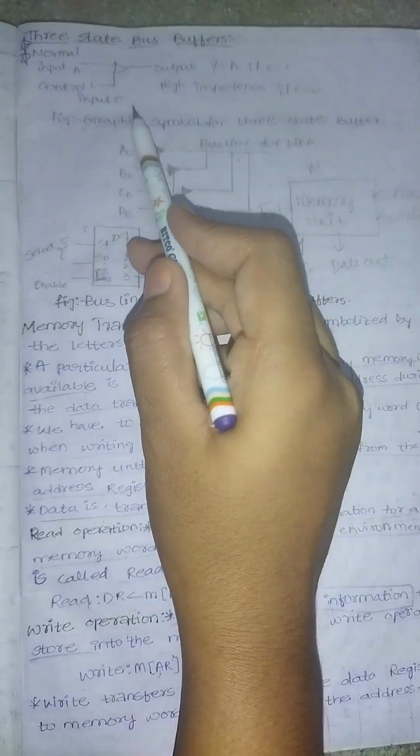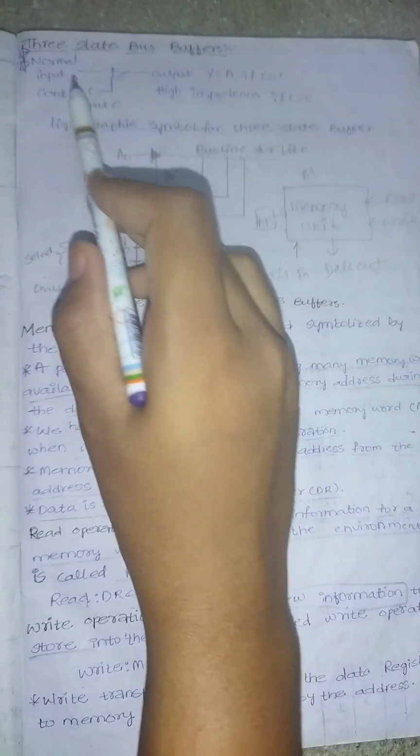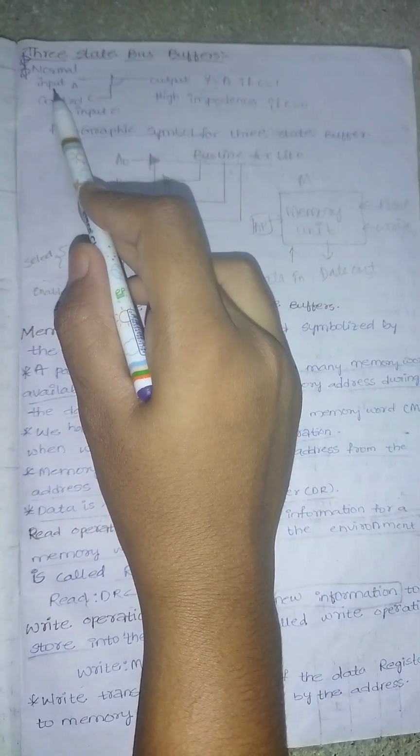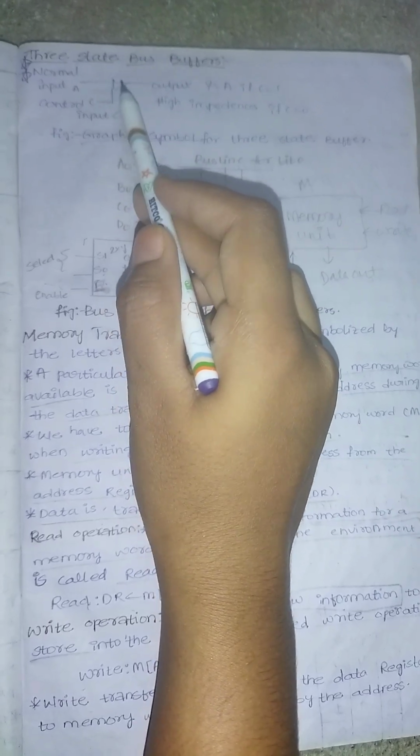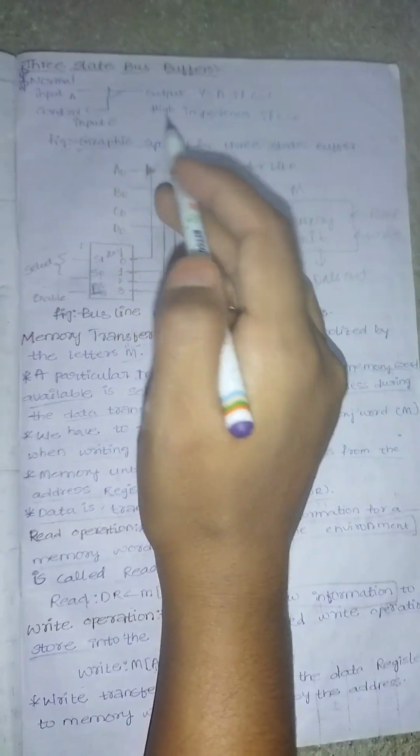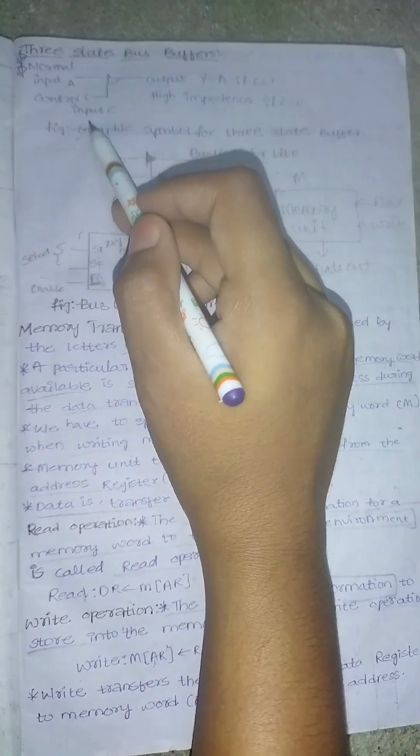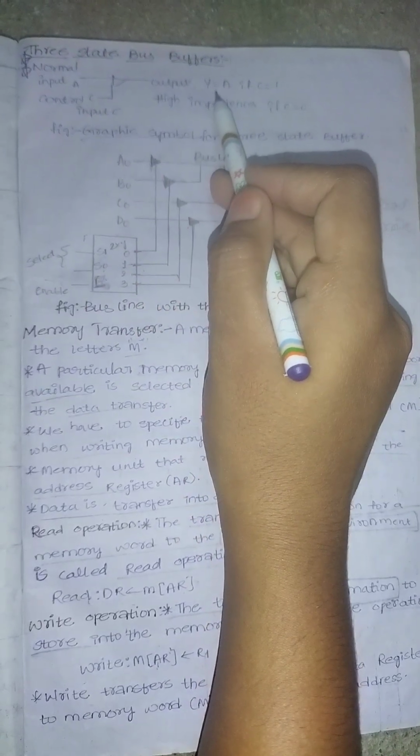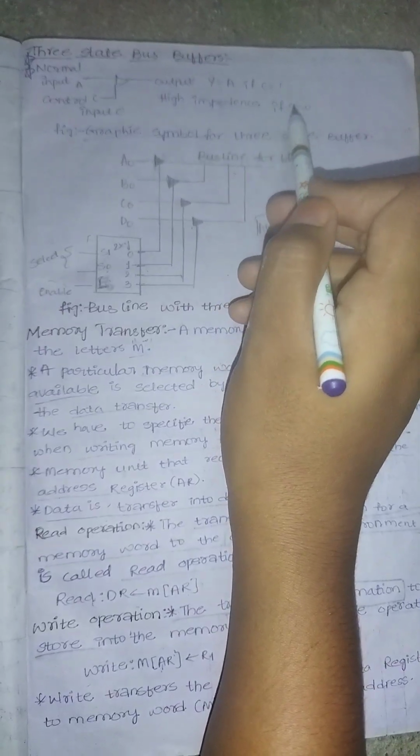This is a diagram for the 3-state bus buffer. It explains three terms: normal input, control input, and output. Normal input is the A representation starting point, and this triangle representation is the control input. It is denoted with C. After giving the control input and normal input, it will give us the output. It is represented as Y equals A if C equals 1, and high impedance if C equals 0.